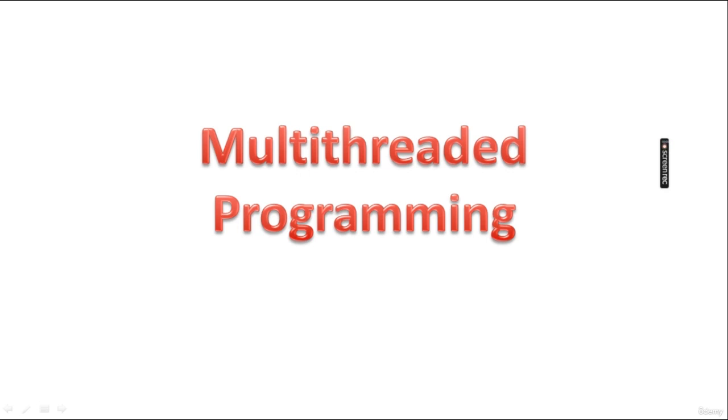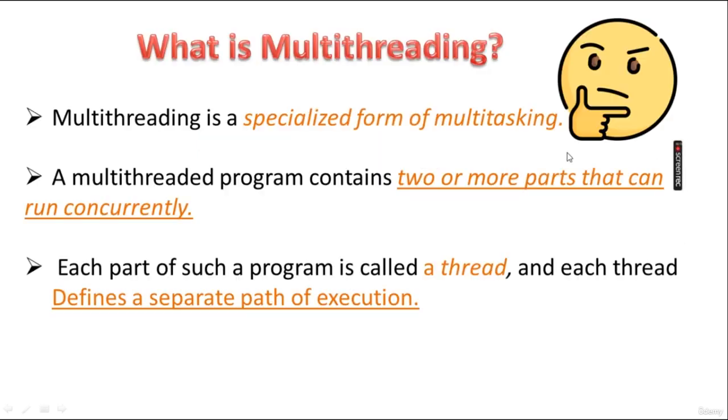Hello friends, today we are going to start with the new chapter, that is multi-threaded programming, in short multi-threading in Java. So now we will start with what is multi-threading. Multi-threading is a specialized form of multitasking. So doing multiple tasks parallelly at the same time. A multi-threaded program contains two or more parts that can run concurrently. So more than one part can run simultaneously at the same time or concurrently. Each part of such a program is called a thread, like a needle and thread. A thread is separate, and each thread defines a separate path of execution.